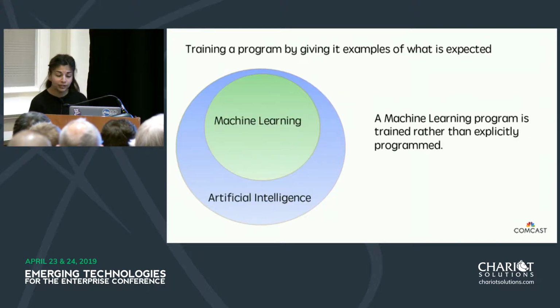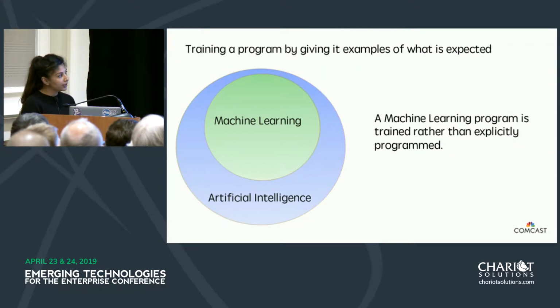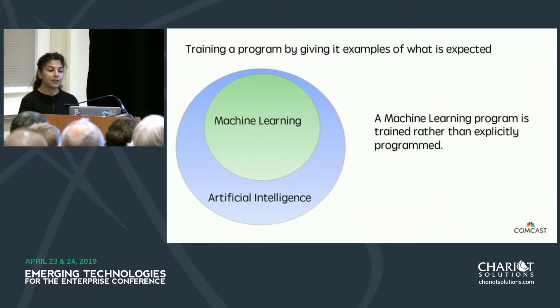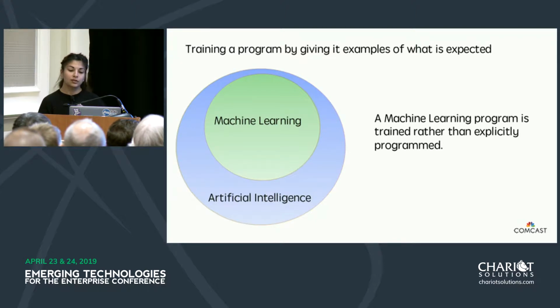But before we get to deep learning, let's talk a little bit about machine learning. Machine learning is a program that is trained rather than explicitly programmed. So emphasis on explicitly programmed. We'll go into a little more detail when we talk about traditional or classical programming. But in a nutshell, machine learning is training a program by giving it examples of what is expected. The goal of machine learning is to automatically develop models just by exposing it to training data. Training data sets are super important. If your training data set sucks, your model will probably suck. And we'll go into more detail on that later.